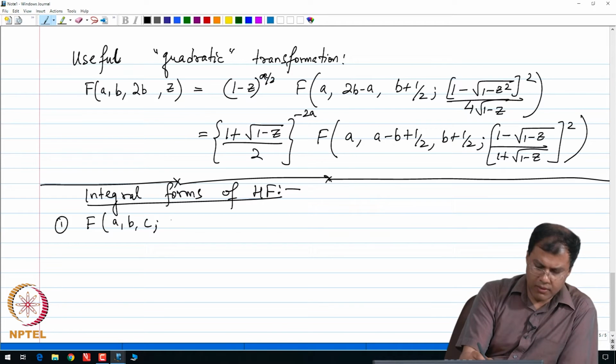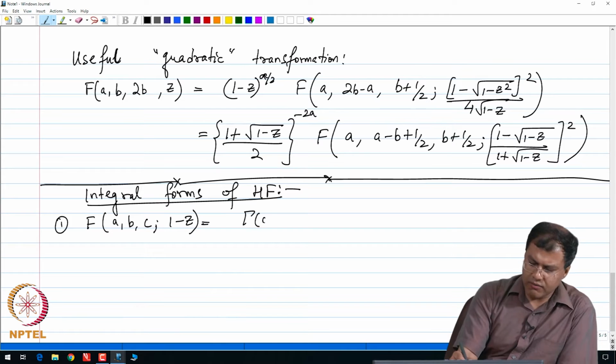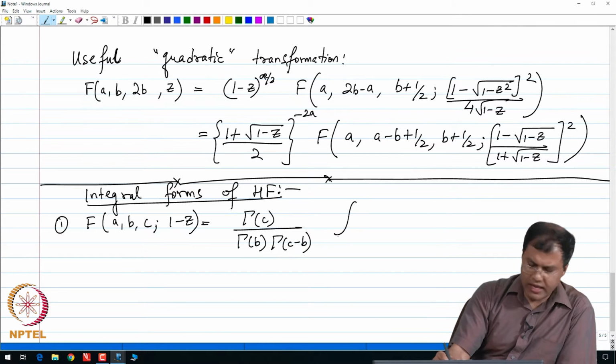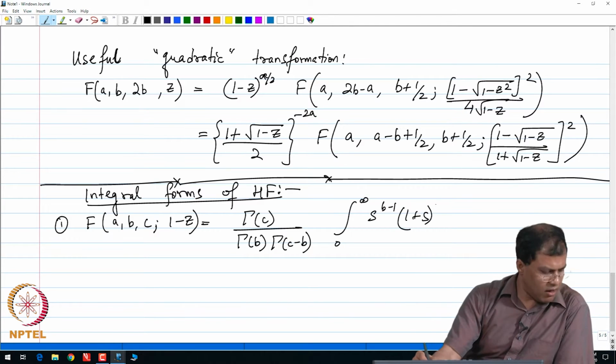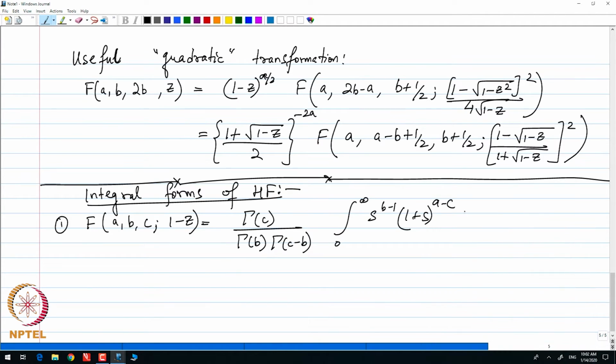Okay. So, the first form that is useful for us is the following: F of a, b, c, comma 1 minus z is gamma of c by gamma of b times gamma of c minus b, integral 0 to infinity s to the b minus 1 plus s to the a minus c times 1 plus s z to the power minus a ds.